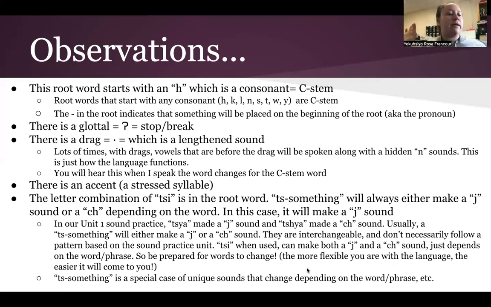Our brains sometimes want to be fixed to understanding things, and sometimes when we just let it go, that's when the understanding comes to us, or it becomes easier for us. So just keep that in mind. It's just a little technique for learning language. So TS something is a special case of unique sounds that change depending on the word or phrase. Just FYI, in this case, it's a J sound.